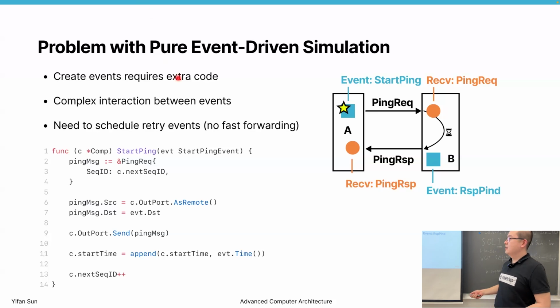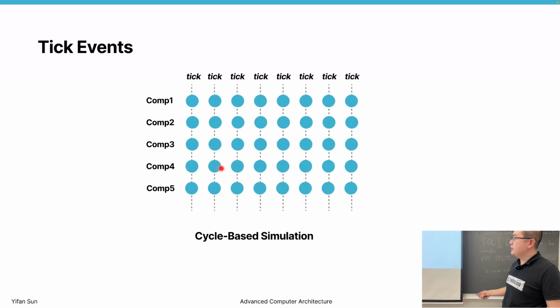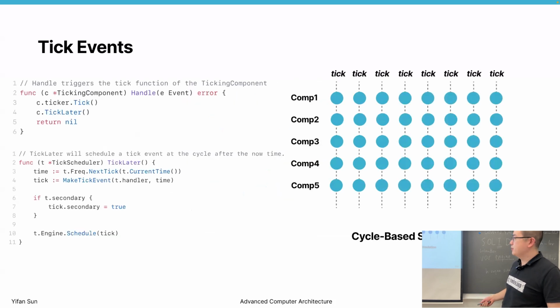So in this case, we try to use a better method to mitigate this problem, and it's called smart ticking. We call this event-driven performance with cycle-level simplicity. In cycle-based simulation, we do tick, tick, tick, tick for all the cycles, right? Now it's super simple, but it can have slow performance. Then how can we implement a cycle-based simulation on top of the event-driven simulation engine?